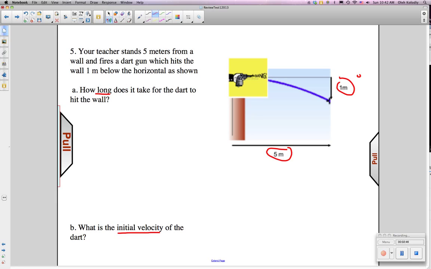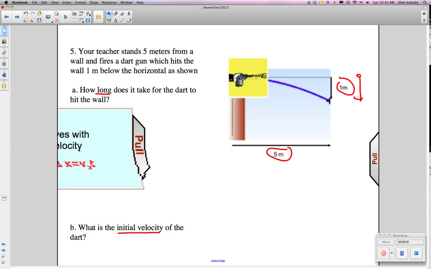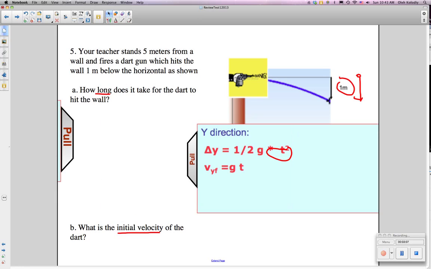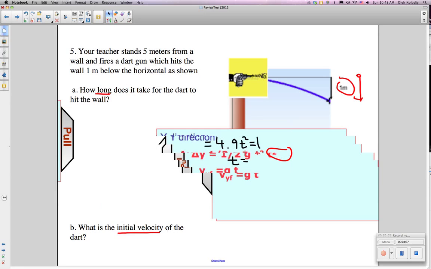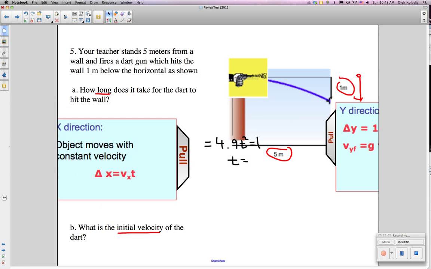To calculate how long it took, we just make believe that we're dropping an object and it falls straight down. How long does it take to fall 1 meter for a freely falling body? We can see that the distance is given by this equation, 1/2 gt squared. So to calculate how long, it will be 4.9 times t squared equals 1. So this enables you to calculate what t is. Once you know what t is, you use this equation to calculate what the initial velocity is.